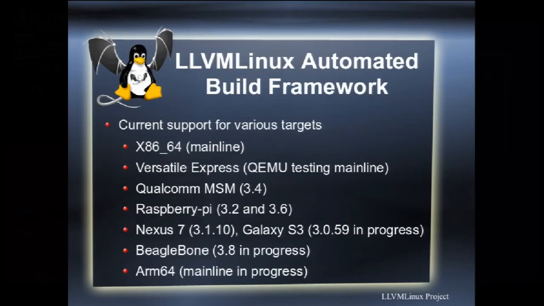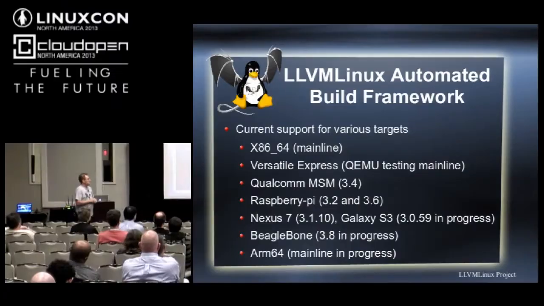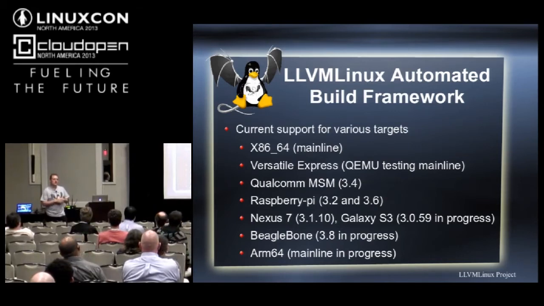So the targets that we build and try to test on as much as we can: x86_64, obviously, that's the big one we have to support. Versatile Express is the one I do most of my work on, and that's the ARM side. We use QEMU for testing that. We're actually trying to do the same thing with x86_64. We're not having as much luck there, unfortunately. I don't think QEMU is giving us the same kind of test coverage we're getting on the ARM side. That's a work in progress.